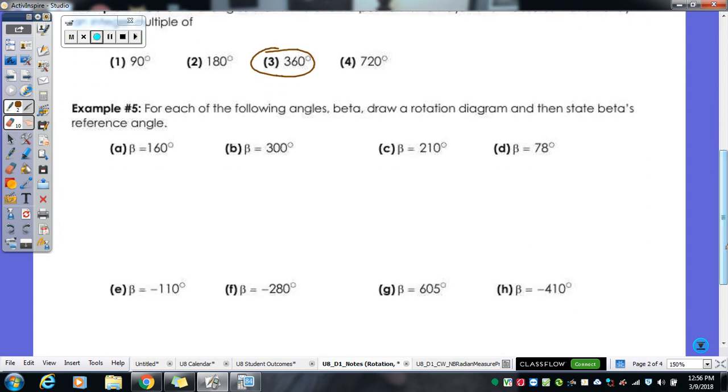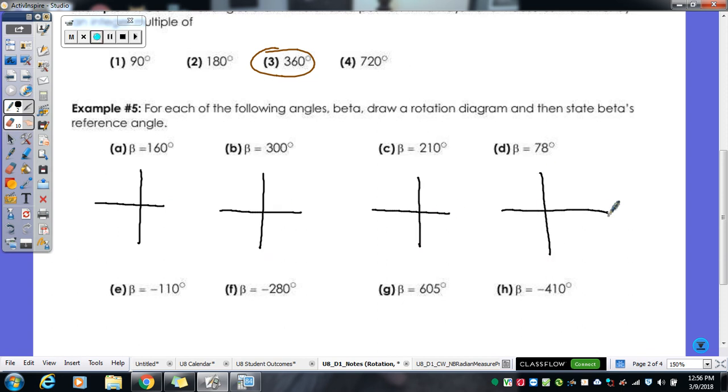All right. Beta is just another letter. These are all Greek letters: theta, alpha, beta. So this time we're going to switch it up a little bit. We were doing our coterminal angles. They share that terminal ray. This time we're going to look for our reference angles.